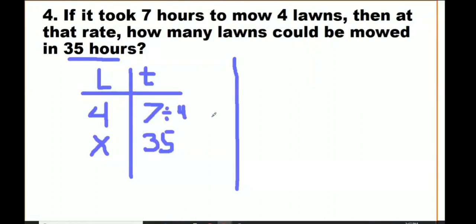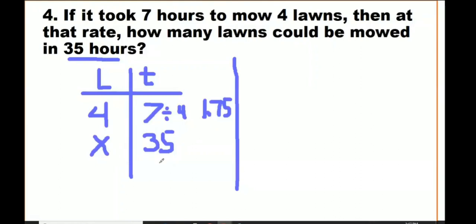The answer is 1.75. All right, so what is that 1.75? Again, that's the factor that was multiplied to 4 to get 7. So we're going to use that to solve for x here. If we look at that, you can say 1x times 1.75 equals 35.